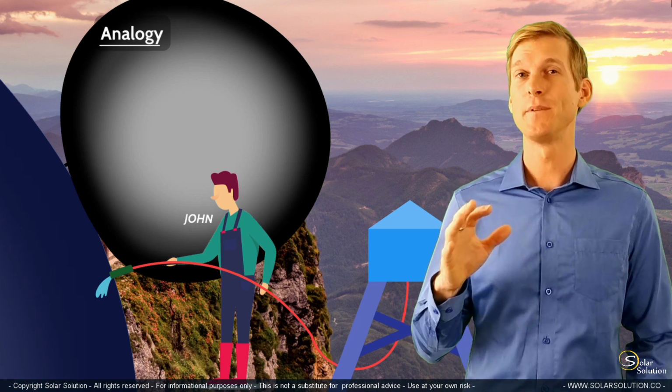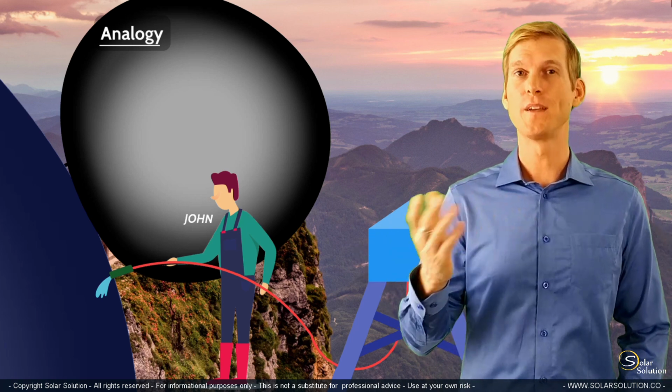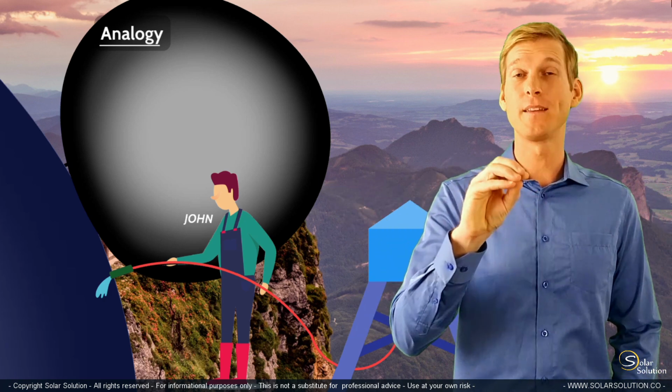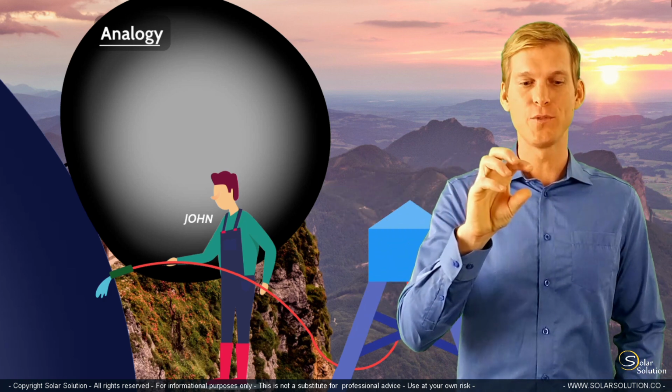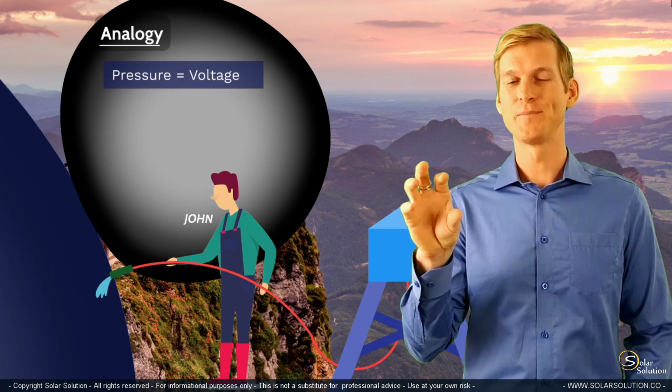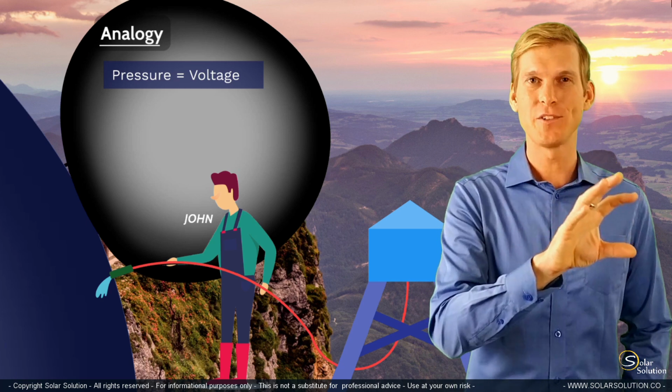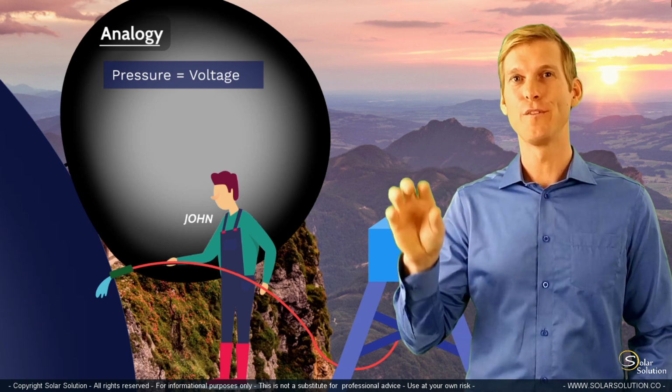Now, John is getting a little bit of pressure out of his hose because he elevated the water tank above ground level. Now, you can compare the pressure in the hose to the equivalent of electrical pressure, and this is what we refer to as voltage. So just compare the pressure in the hose with electrical pressure called voltage.